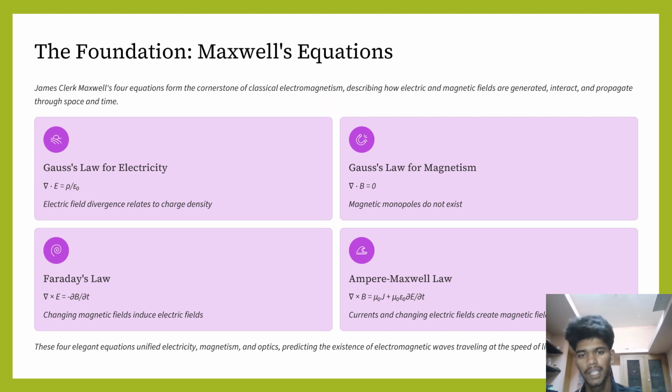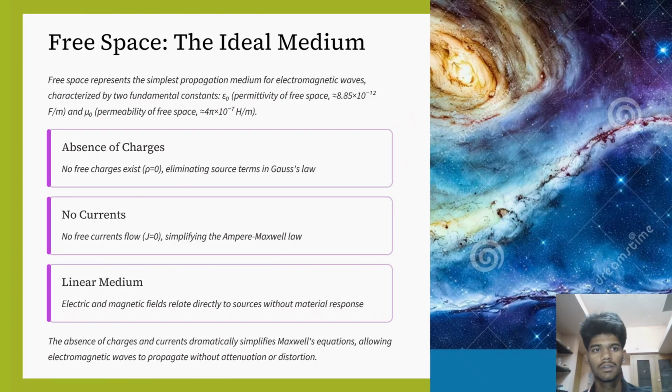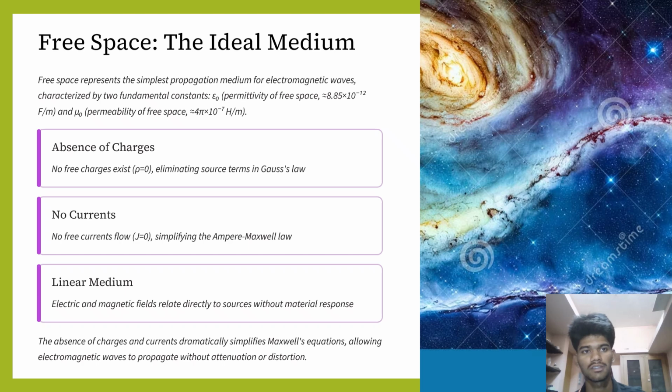Ampere's law is del cross B equals mu naught J plus mu naught epsilon naught dou E by dou t. Currents and changing electric fields create magnetic fields. These four elegant equations unify electricity, magnetism, and optics, predicting the existence of electromagnetic waves. What is free space? Free space is known as the ideal medium.